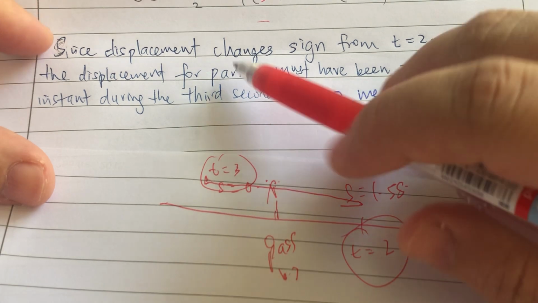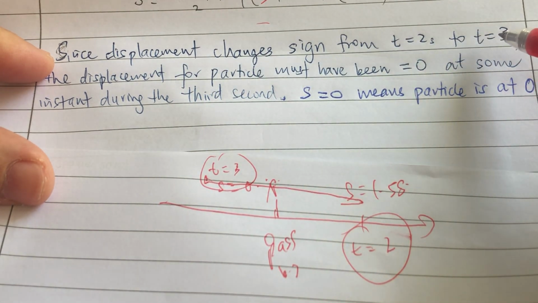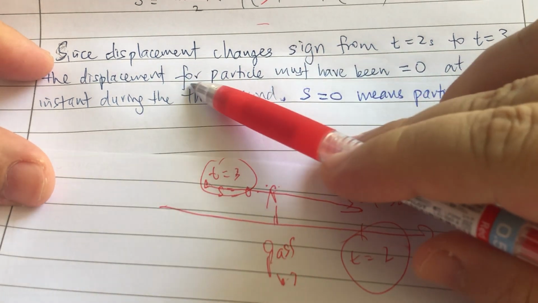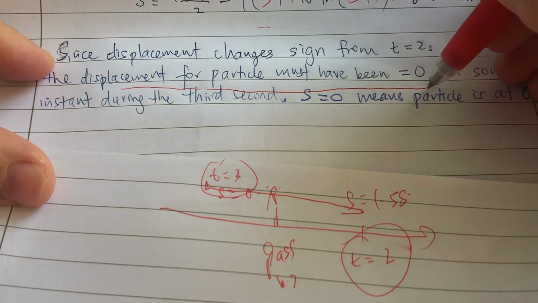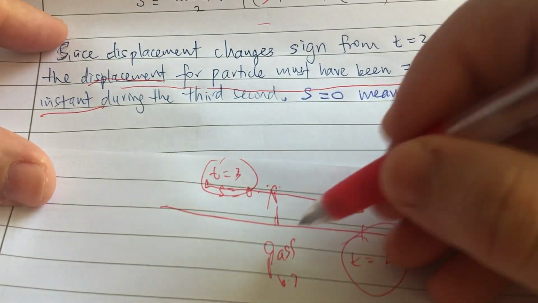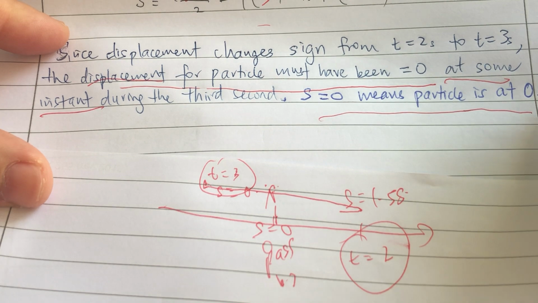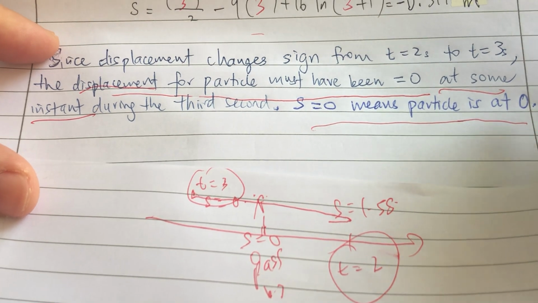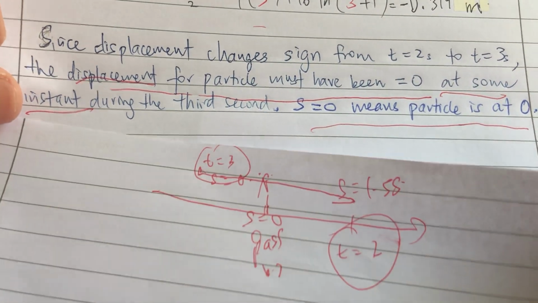So I say here, since displacement changes sign from t equals 2 to t equals 3 seconds, the displacement for the particle must have been 0 at some instant. Okay? So displacement equals 0, s equals 0, means the particle was at O. Okay, so this is how you should explain. So this question actually is not easy to explain. It will be good to try for those who have not tried.